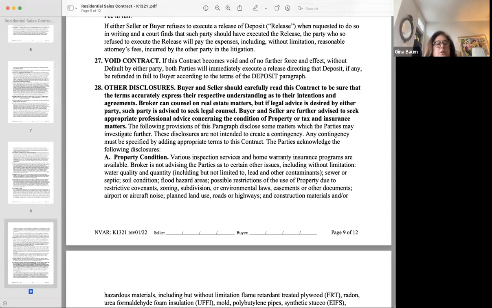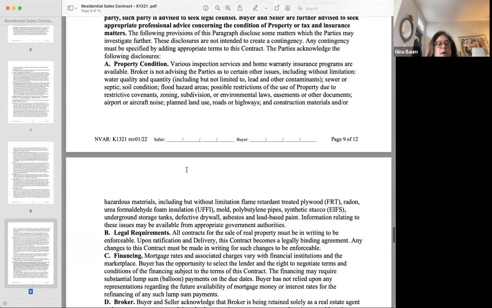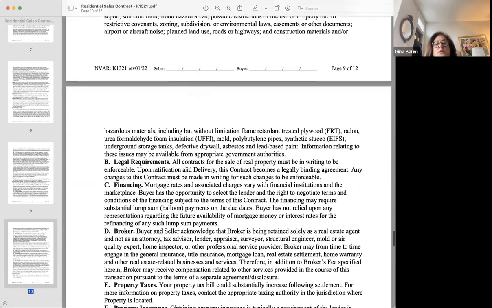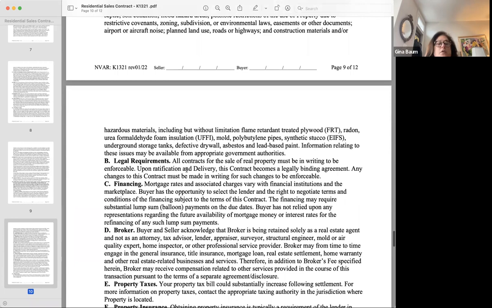easements or other documents, airport or aircraft noise, planned land use, roads or highways and construction materials and or hazardous materials, including but not limited to flame retardant treated plywood, radon, urea formaldehyde foam insulation, mold, polybutylene pipes, synthetic stucco, underground storage tanks, defective drywall, asbestos, lead-based paint. Information relating to these issues may be available from appropriate government authorities.